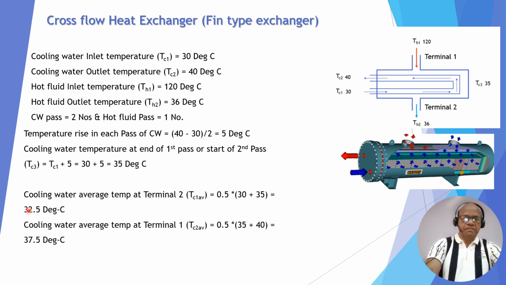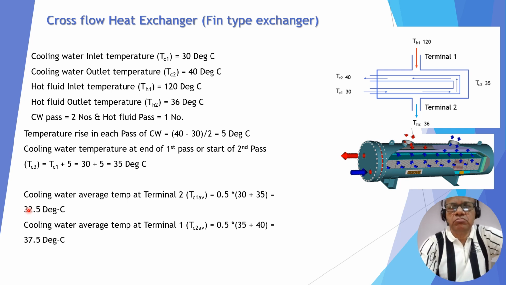So the cooling water average temperature at terminal 2: here is 30, here is 35, so you have to take the average. The average will be 32.5. Similarly, the cooling water average temperature at terminal 1, which is 40 degrees and 35, take the average, 35 plus 40, which is 37.5. Sorry, terminal 2 is 32.5 and terminal 1 is 37.5.